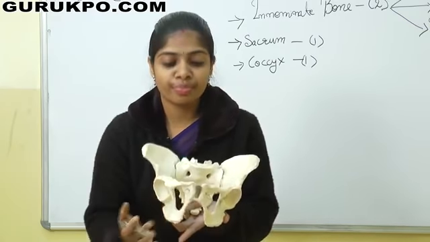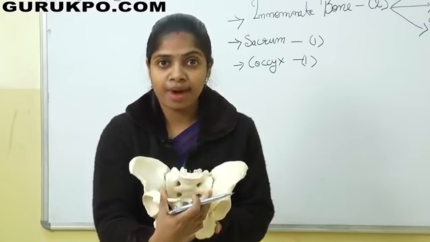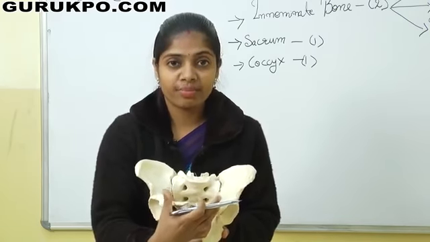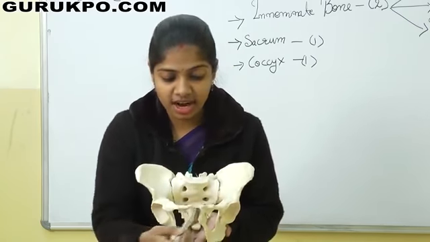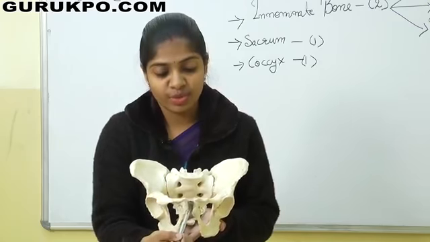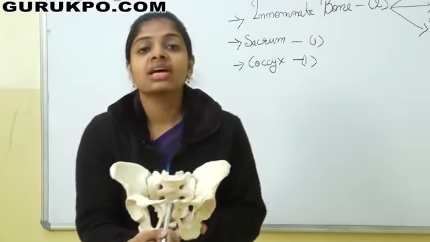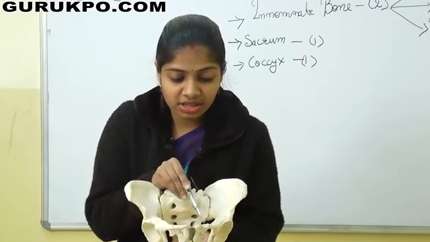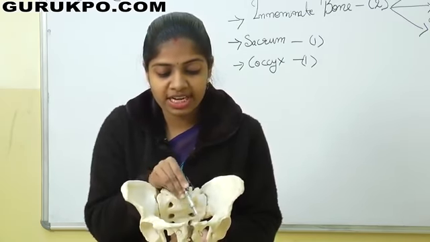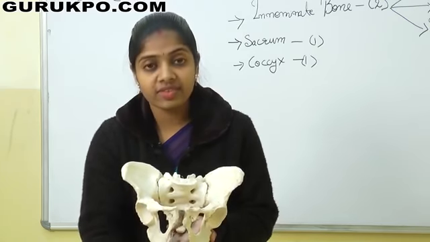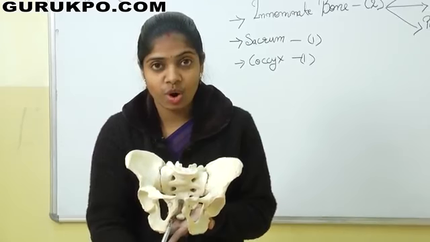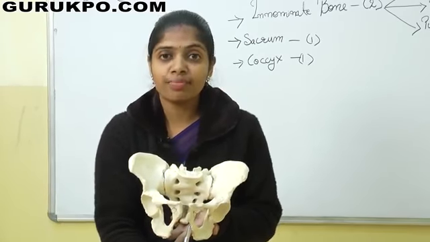Now coming to the pubis. This is the anterior part of the pelvis, the pubic bone, where the two bones meet at the symphysis pubis. There is cartilage over here. In the pubis there are two oar-like structures, superiorly the superior rami and inferiorly the inferior rami.